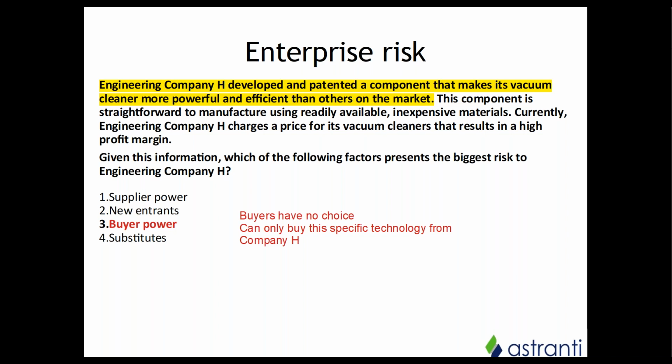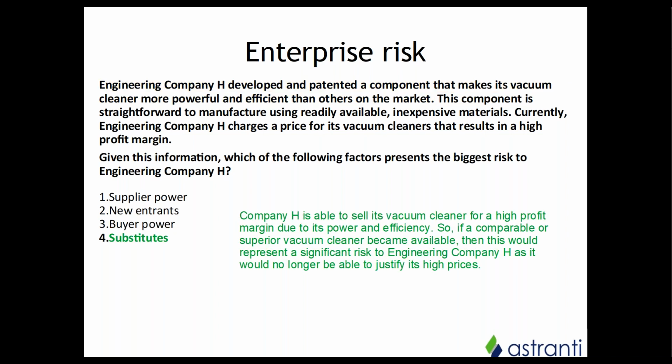And buyer power? Well, buyers, yes, there's lots of vacuum cleaners that they could buy, but ours is the most powerful and most efficient one on the market. So if they want this powerful, efficient vacuum cleaner, they have to buy it from us. We've patented it. They've got no option but to buy it from us. They could buy a vacuum cleaner from another company, but it wouldn't be as good. So if they want a good vacuum cleaner, they have to come to company H. So buyer power is then reduced as well, leaving substitutes as the correct answer.